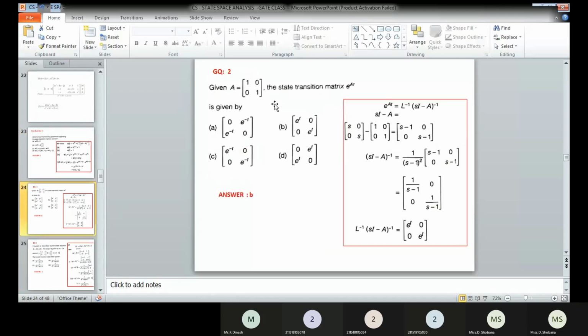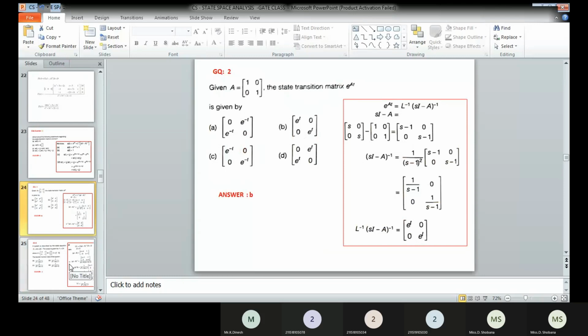So in this second problem, we have to obtain the state transition matrix. The A matrix is given. So you have to determine e power At, which is nothing but L inverse of (sI minus A) the whole inverse. So the unit matrix s times identity, and then the A matrix. So determine the cofactor and determinant, and then when you apply L inverse you will be getting e power t, 0, 0, e power t. So that is the answer.